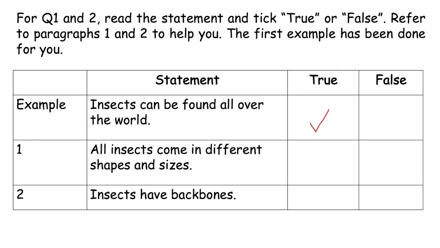We're going to try questions 1 and 2 on your own. Question 1, all insects come in different shapes and sizes. You need to decide if this is true or this is false. Question 2, insects have backbones. Is this true or is this false?